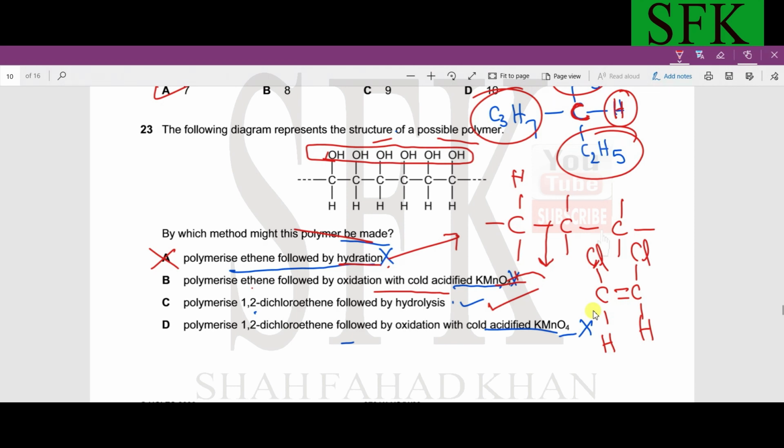This monomer, when polymerized, will form a polymer that contains chlorine atoms right over here on top of it. Each chlorine atom can then be replaced by OH groups, can be hydrolyzed to form your polymer that is given over here. A nucleophilic substitution reaction will occur, and so C is the correct option. It will give you the polymer right over here.